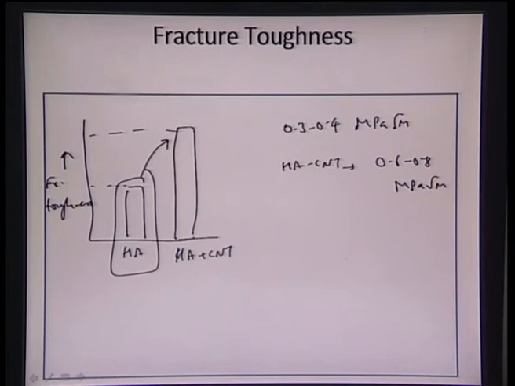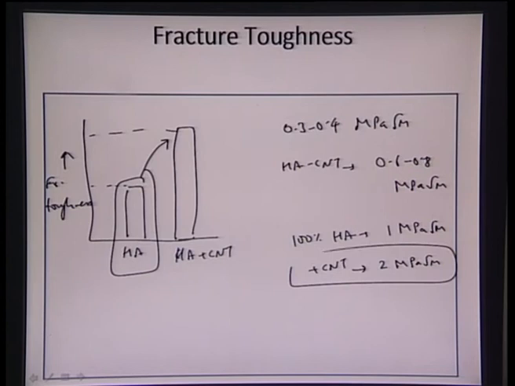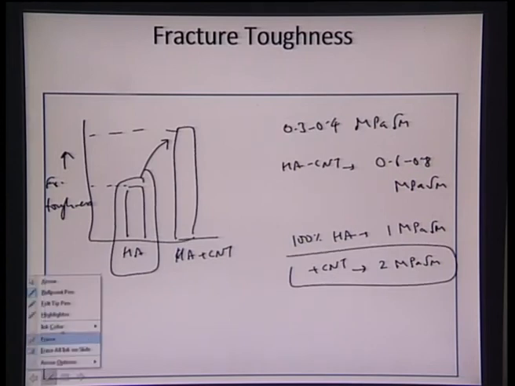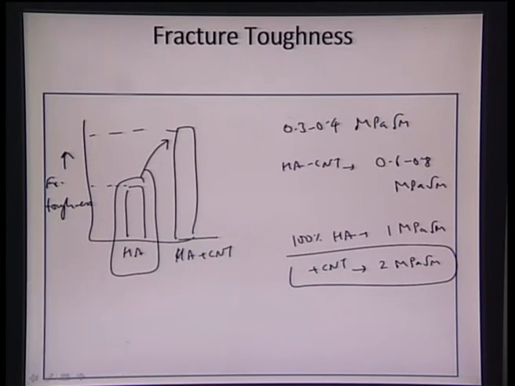But ideally, it has been observed that 100% dense hydroxyapatite can have fracture toughness as high as 1 megapascal root meter. It has also been proposed in literature that once we start adding carbon nanotube to it, it can increase the fracture toughness up to 2 megapascal root meter. So those are the values we are approximately talking about, how CNTs can provide reinforcement, and then enhance its mechanical properties by that order of magnitude.